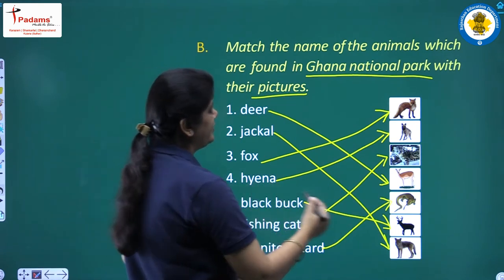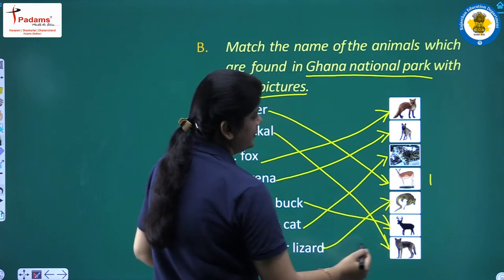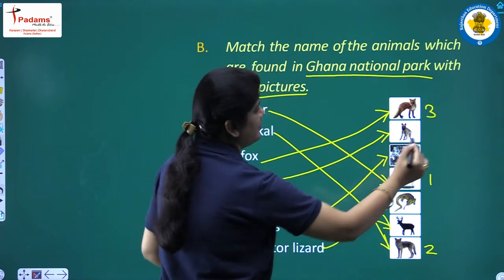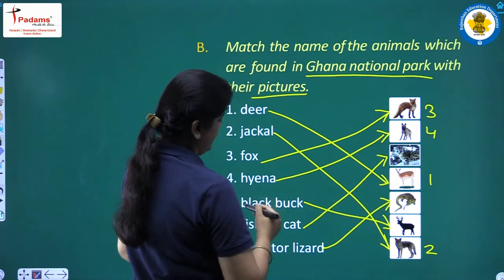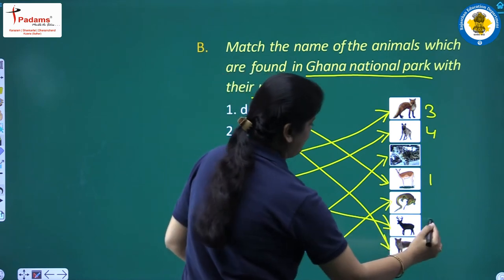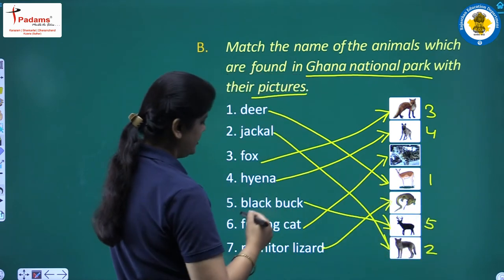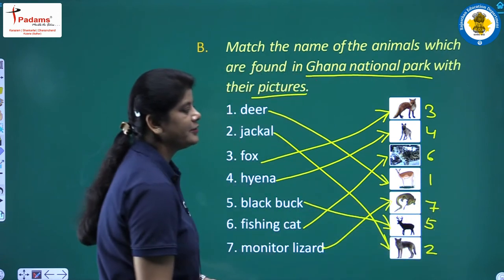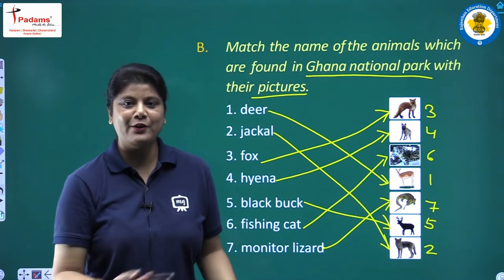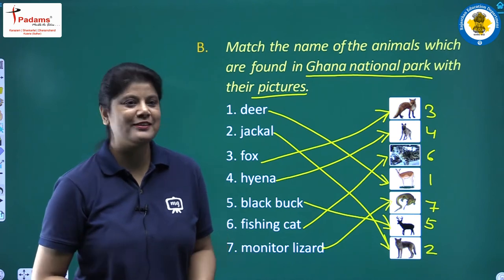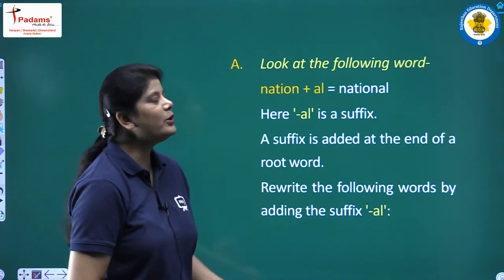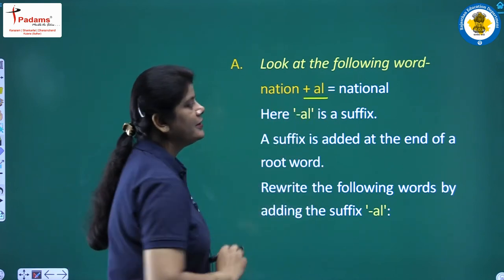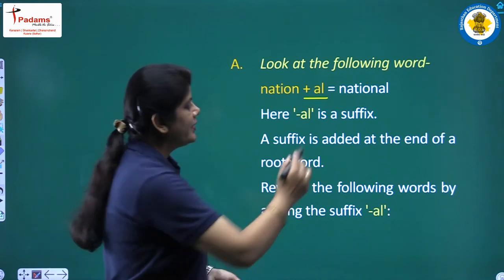Or you can write number also. Number 1, number 2, number 3, number 4, number 5, blackbuck. And number 6 and number 7. Okay, now it is clear. Now you got it. Now look at the following word. Nation plus AL is equal to national.